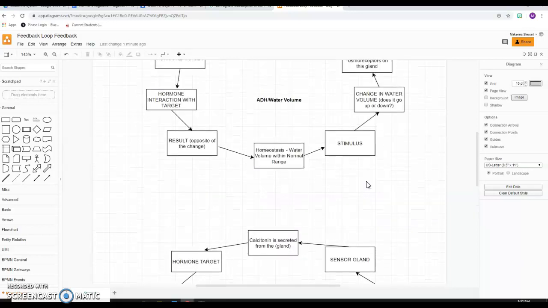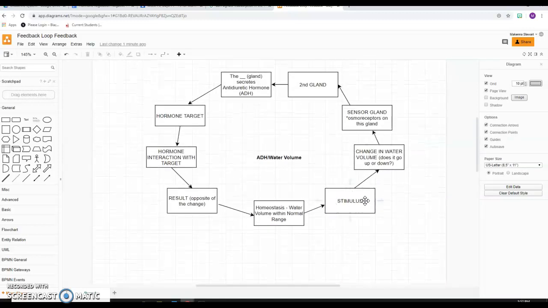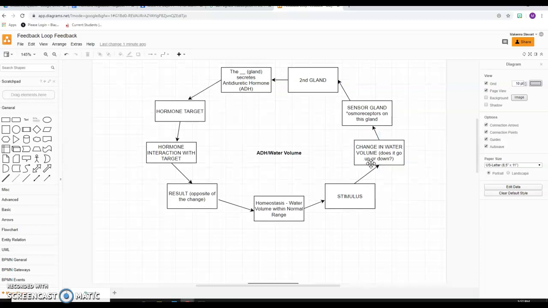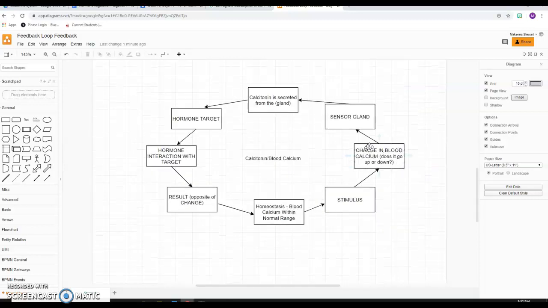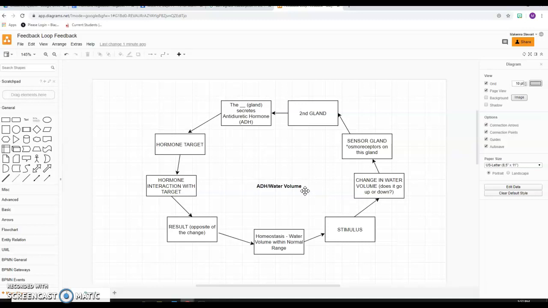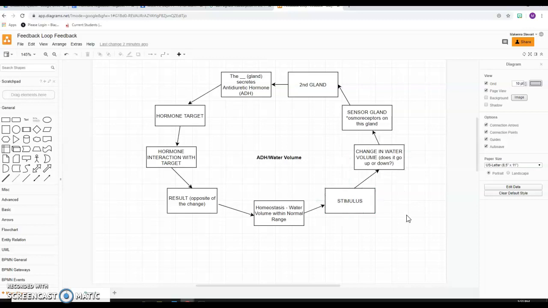I'll say it one more time. You can choose the stimulus. There are different stimuli that can create the required change. But there is a right answer for this box, and there's also a correct answer for this box. Is calcitonin secreted when blood calcium rises or when blood calcium falls? Is ADH secreted when water volume increases or when water volume decreases? Find a stimulus that would create that change.